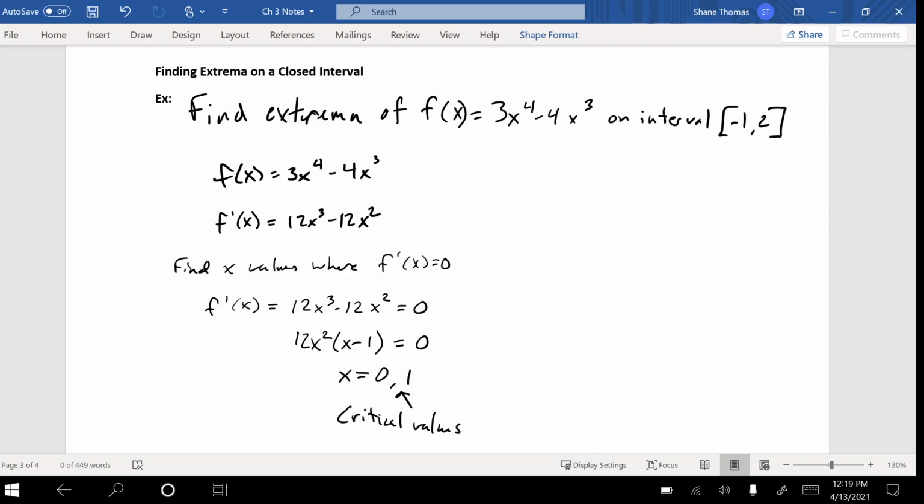Now, that's just step 1. So step 2 and 3 I'm going to do all together. I like to make a little chart. Okay. How many critical values do I have?